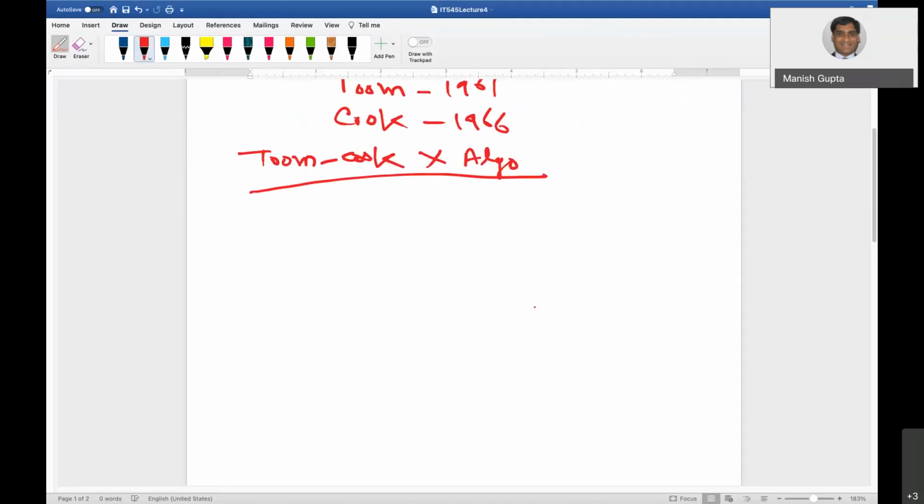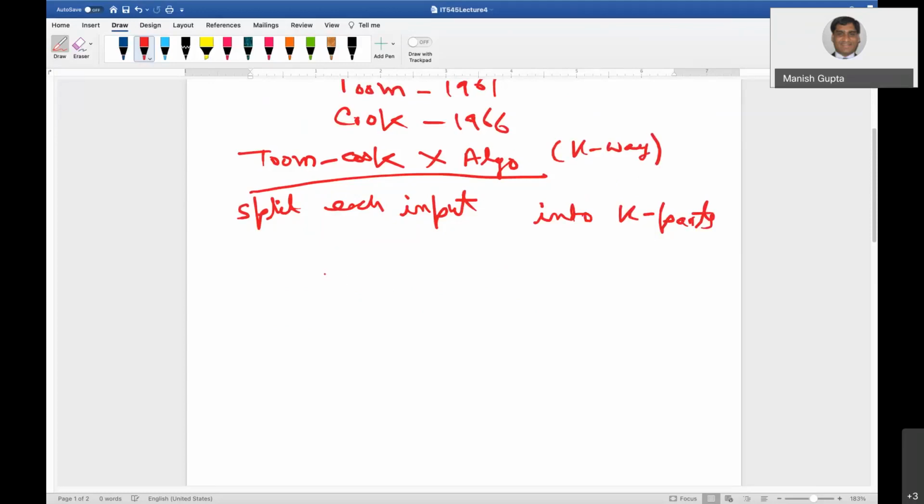What you do here is split each input into k parts. So we call it a k-way algorithm. What is k? K is a positive integer greater than or equal to 2. It's an arbitrary fixed constant.